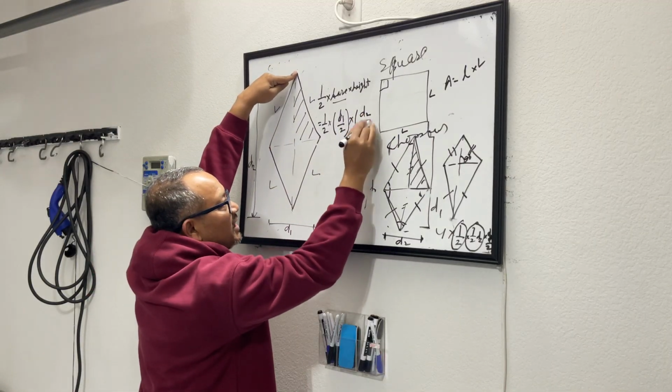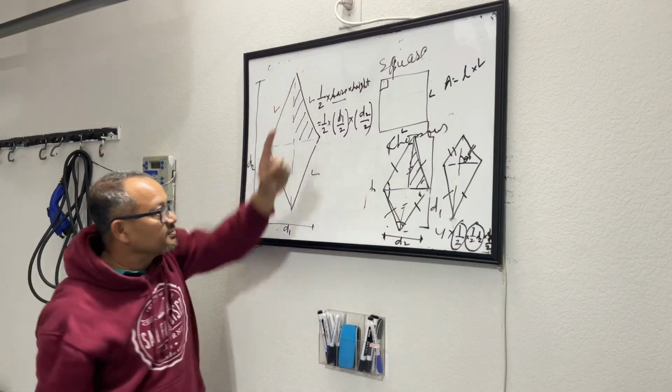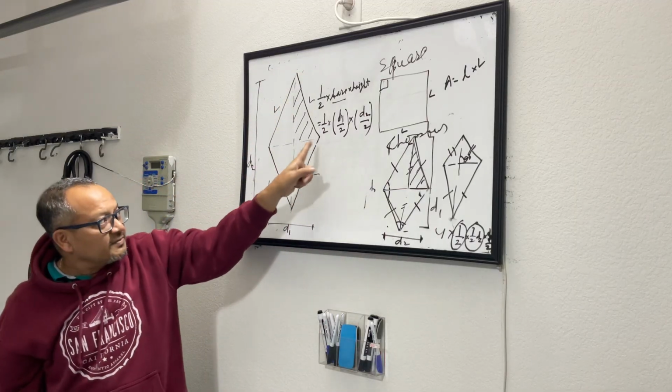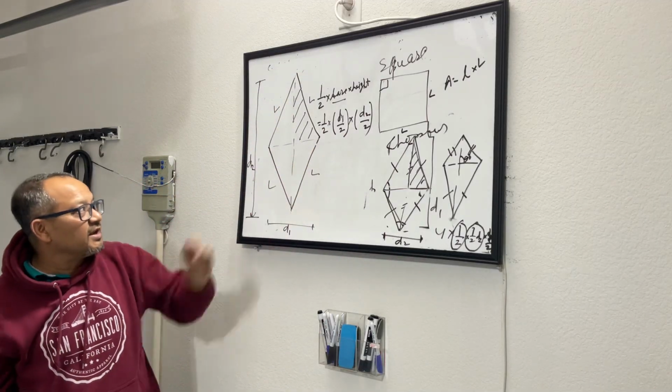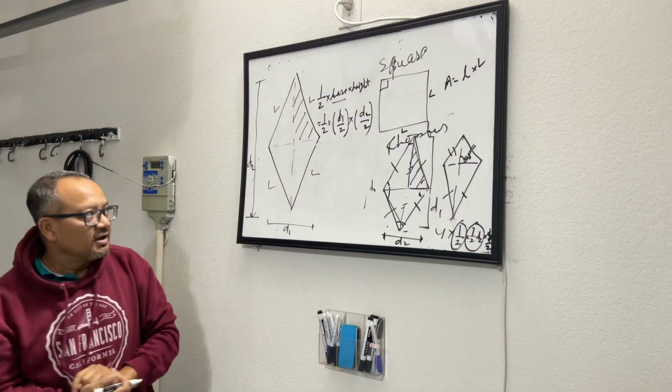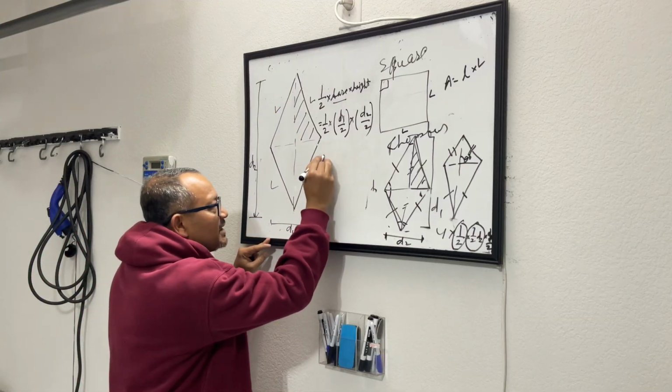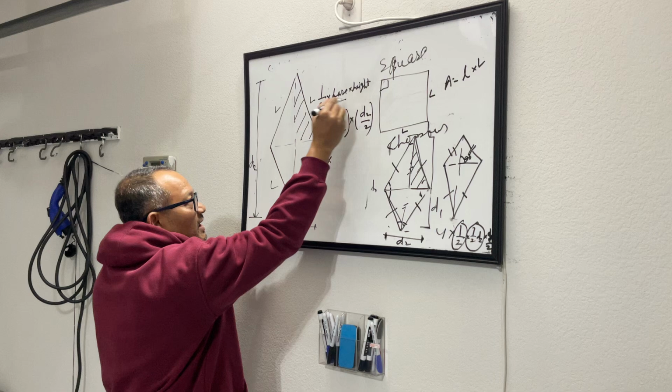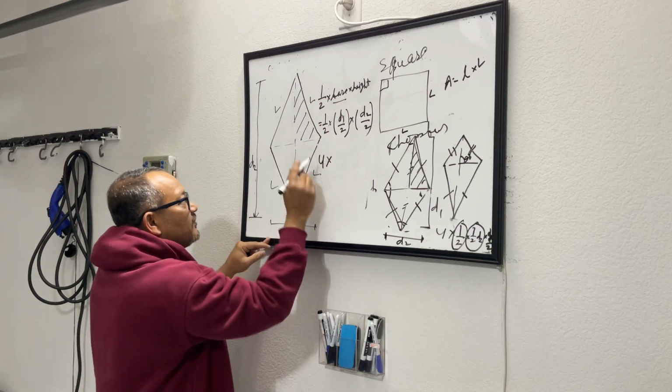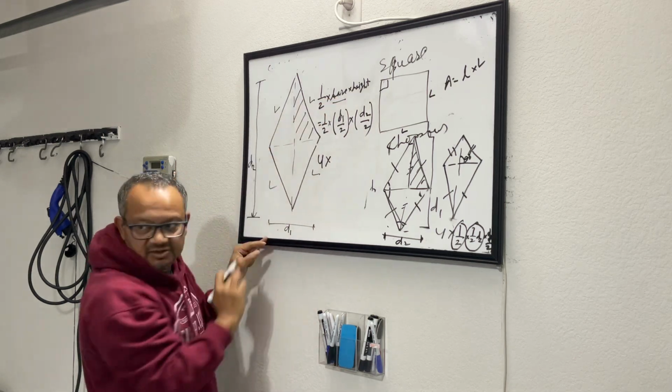d2 by 2. And if you need water or something, let me know. Okay? Once we calculate this thing, that will give me the area of this triangle. Now, if I multiply this whole thing by 4, whatever I get here, I will get the area of the rhombus.